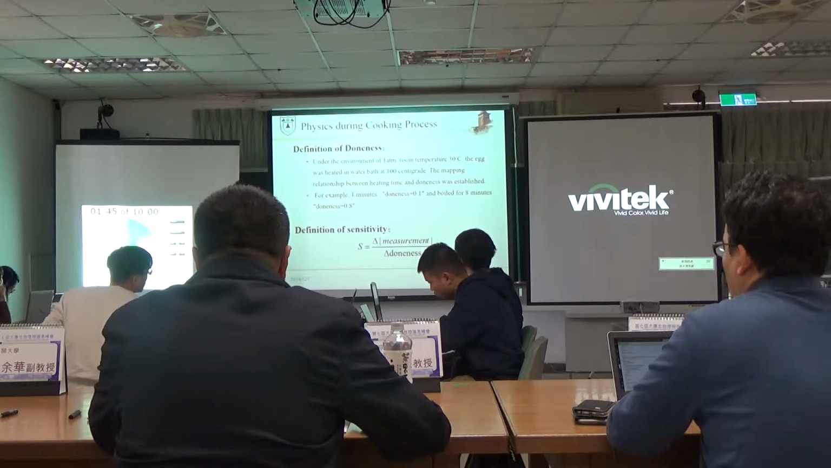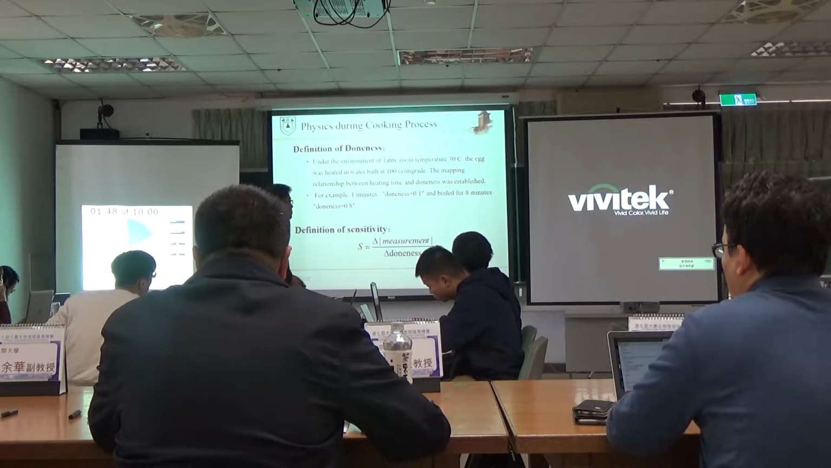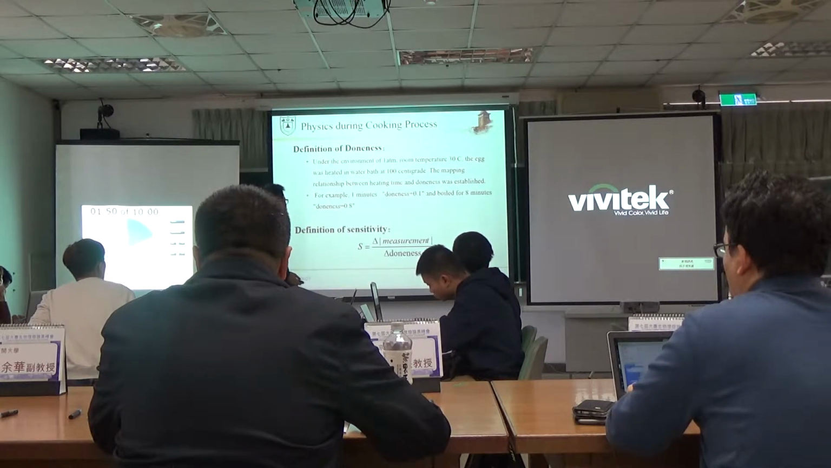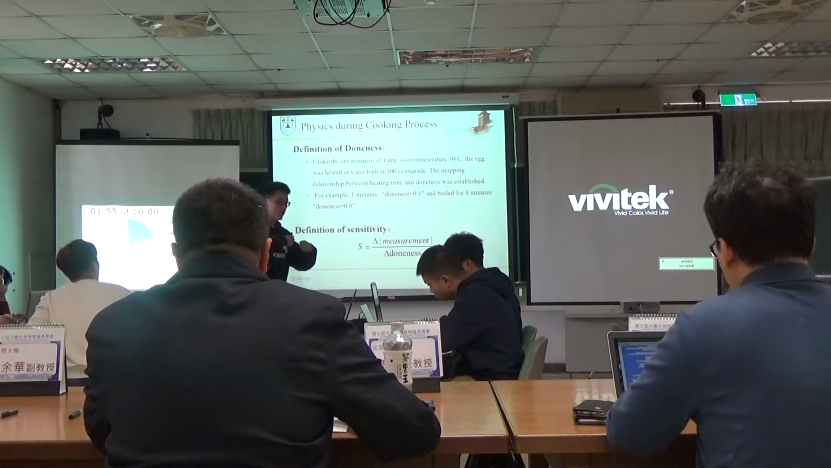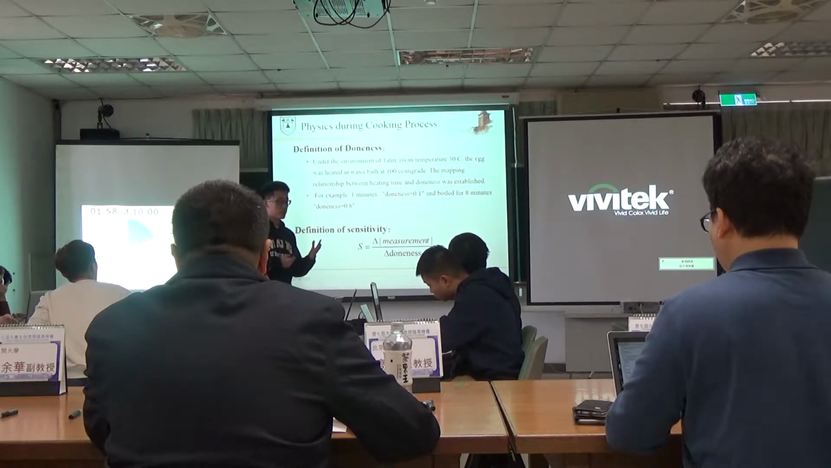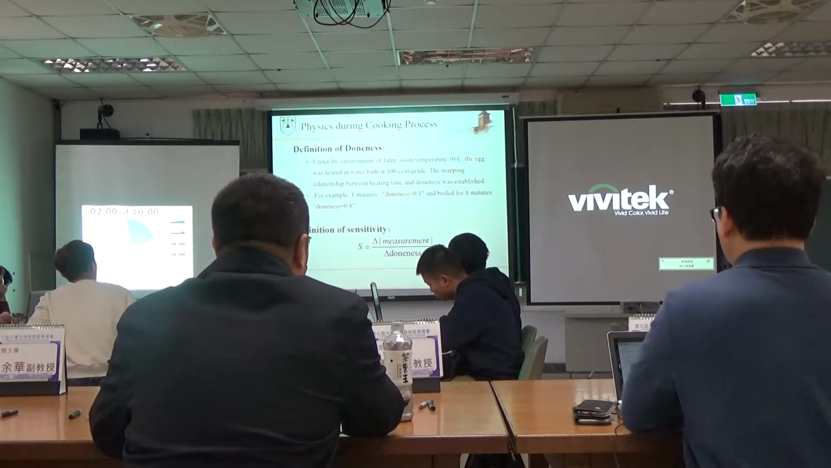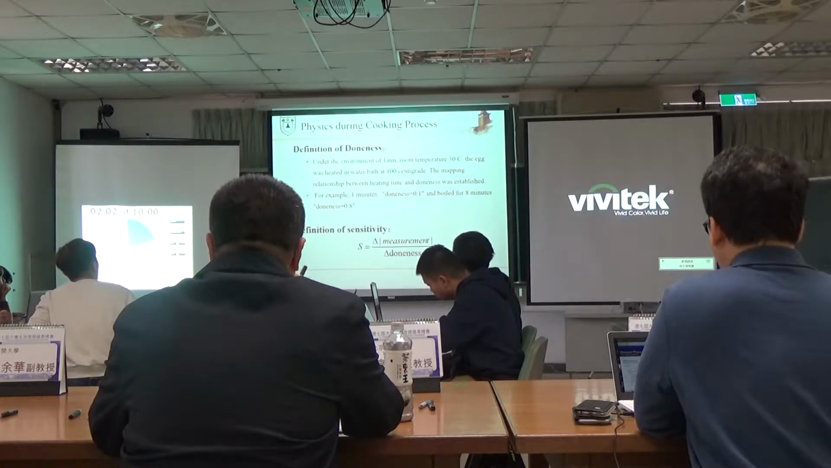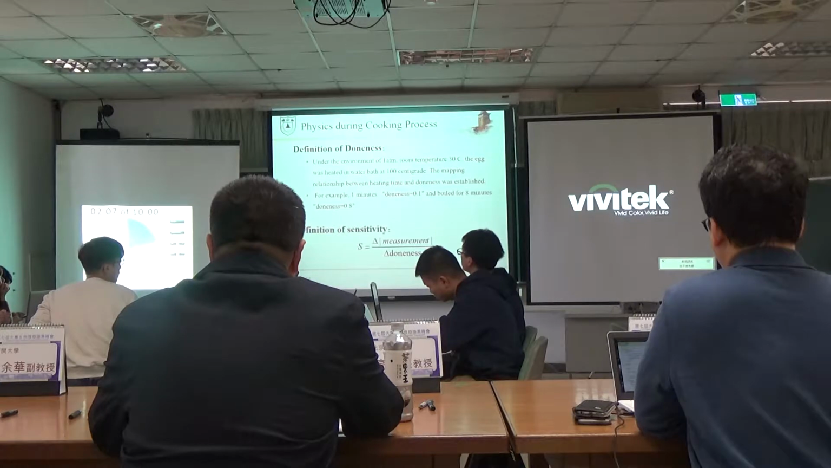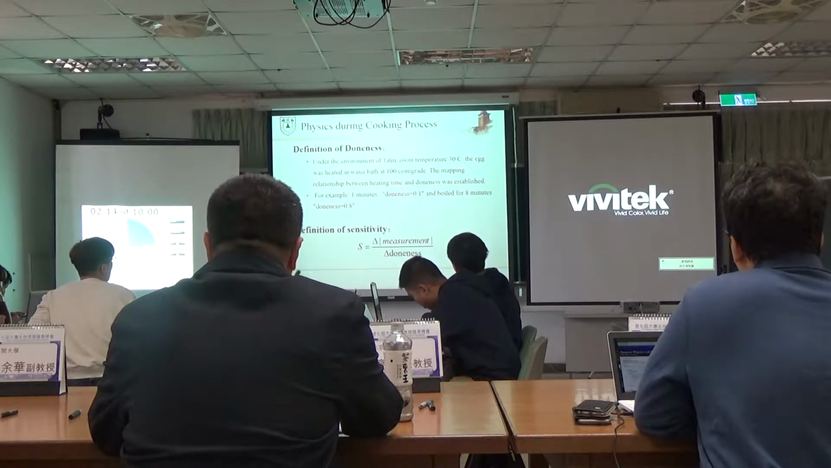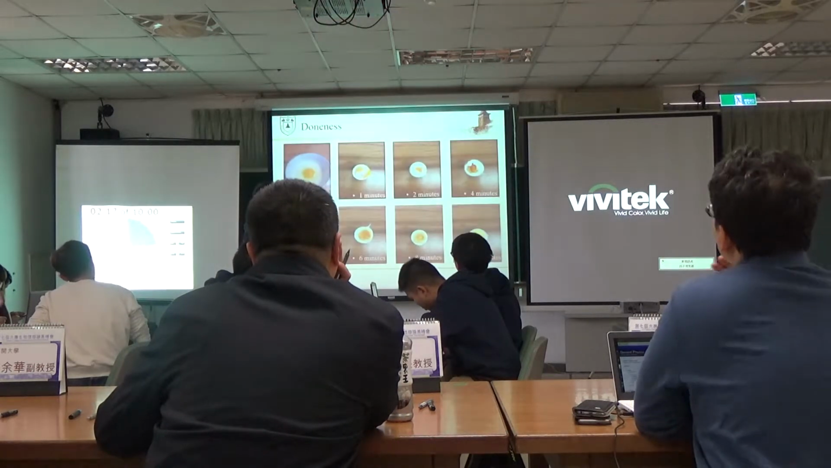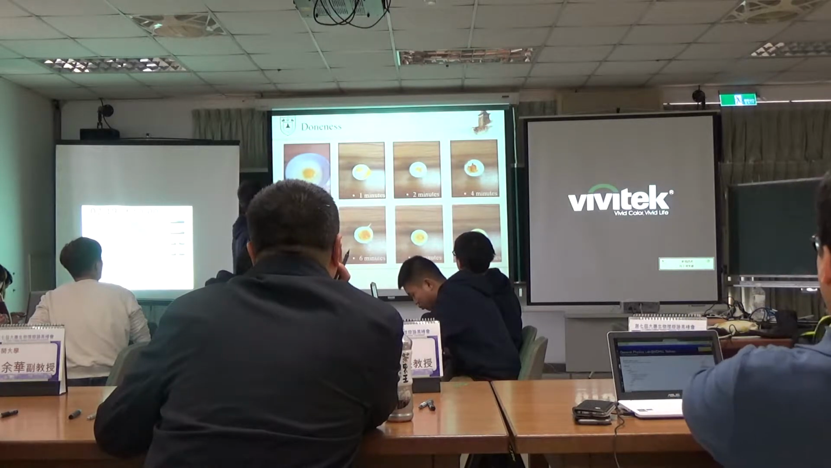That is, under the environment of 1 atm, room temperature 30 degrees centigrade, the egg was heated in a water bath at 100 degrees centigrade. And we can build a function between the doneness and the cooking time. For example, if we cook for 1 minute under the environment, we call the doneness 0.1. And for 8 minutes, we call the doneness equal to 0.8. We can also have the definition of sensitivity: S is delta measurement divided by delta doneness. So this is our experiment.